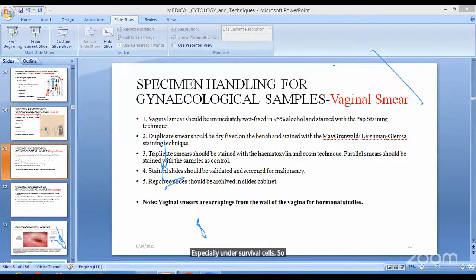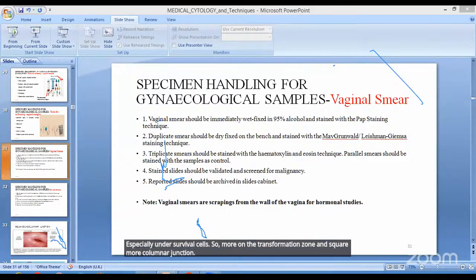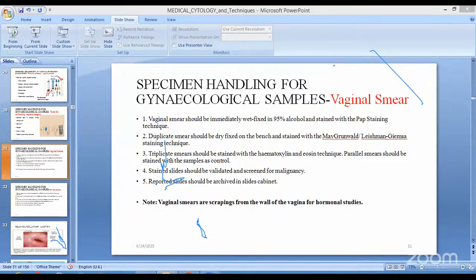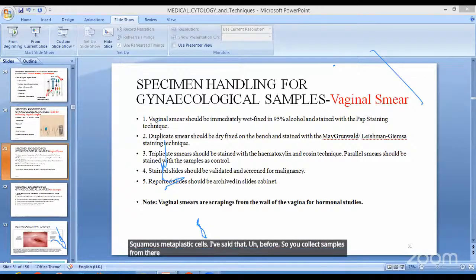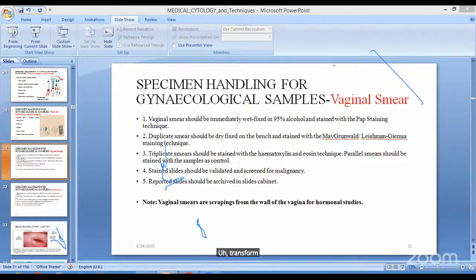So more on the transformation zone and squamous-columnar junction. The transformation zone is the zone where columnar epithelium transforms into squamous epithelium. It moves to the endocervix as the new squamous-columnar junction. It breeds squamous metaplastic cells. I've said that before. So you collect samples from there, then you collect a sample from the transformation zone too. You read that up when you have your slide.